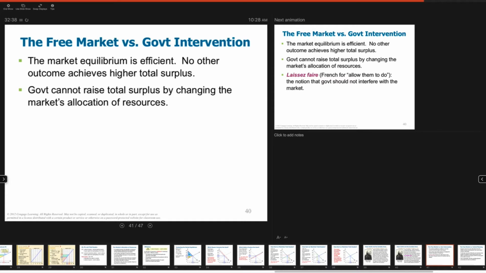The government cannot raise total surplus by changing allocation. It cannot. Government involvement only diminishes total surplus.